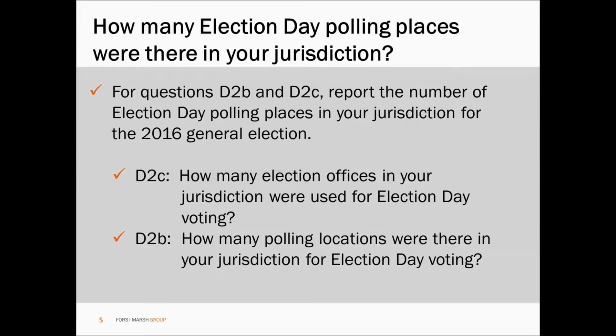So for questions D2B and D2C, we're examining the number of election day polling places in your jurisdiction. So in D2C, this is the number of election offices in your jurisdiction that were used for voting on election day. In D2B, the number of polling locations you had on election day.